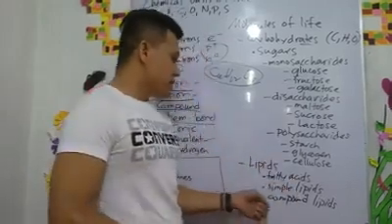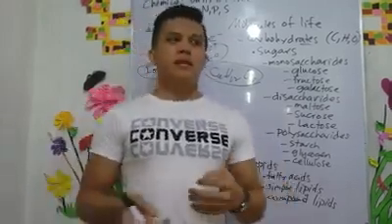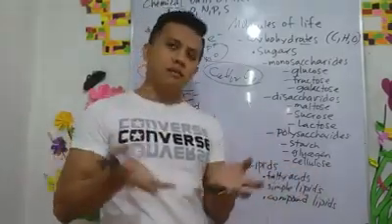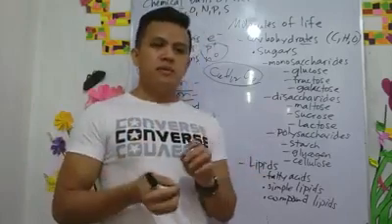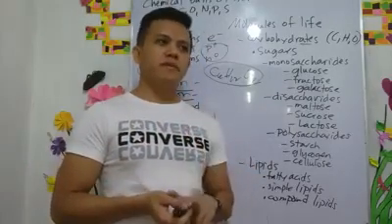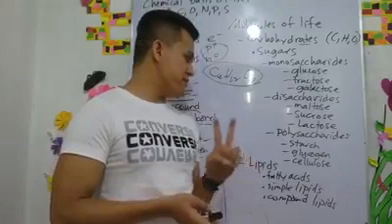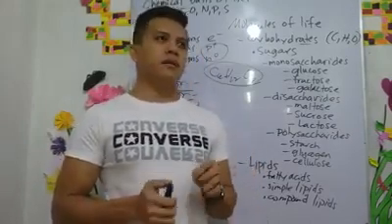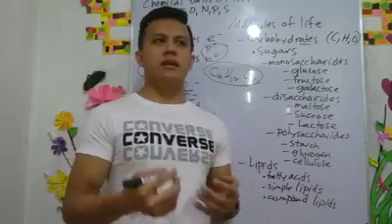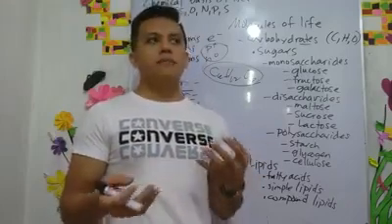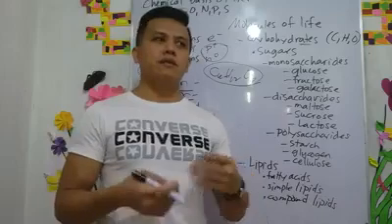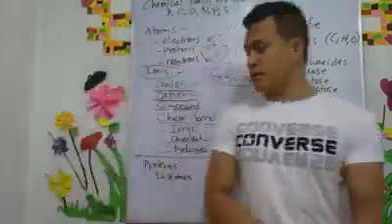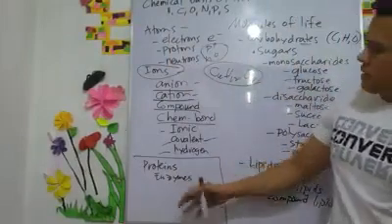Next one, compound lipids. They are usually found in the cells, in the cell membrane. The cell membrane is composed of a bilayer of phospholipids, and phospholipids are one kind of compound lipid. They control the entrance and exit of materials in and out of the cell, specifically the animal cell.